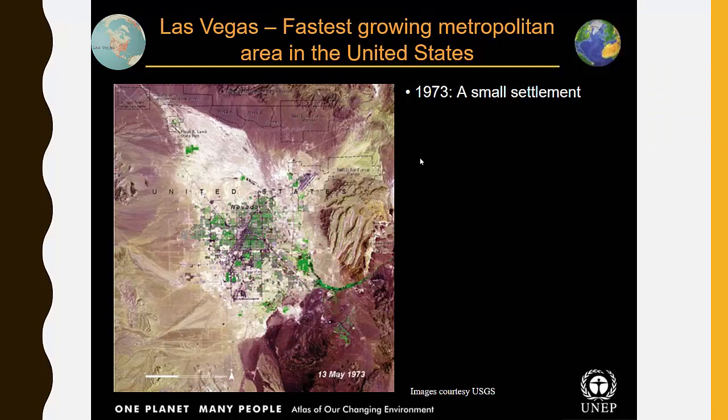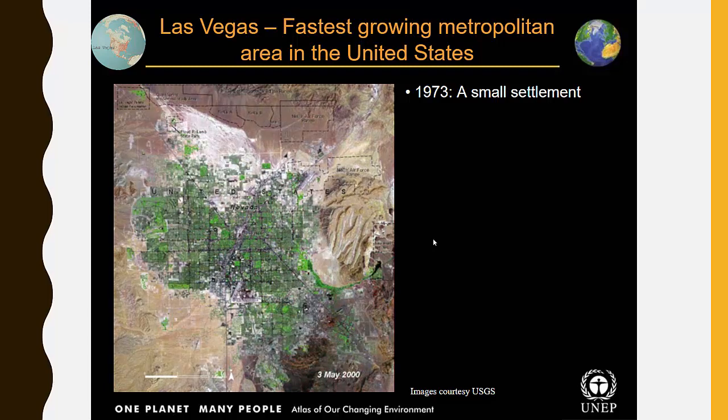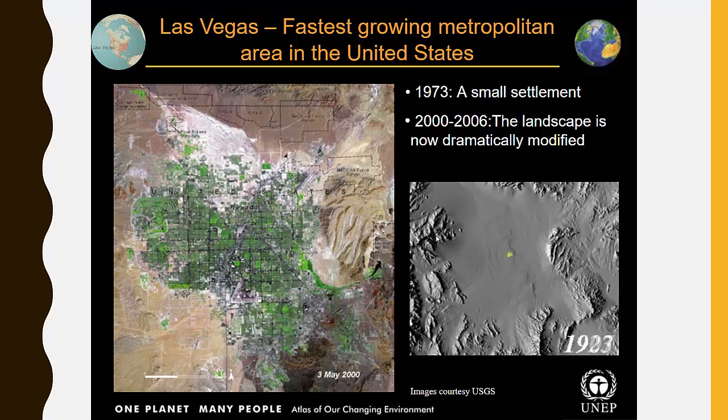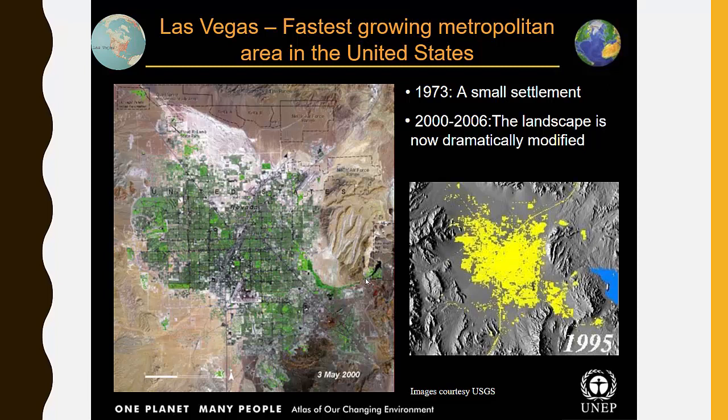It's a little bit of a different deal. So in 1973, this is Las Vegas. The green are the developed areas. There's virtually nothing there. And by 2000, the landscape is so different. Look at this image on the right. It shows you the residential areas that exist within the city limits themselves. Look at how massive that growth has been. That's sprawl, folks. These are residential areas further and further and further outward.